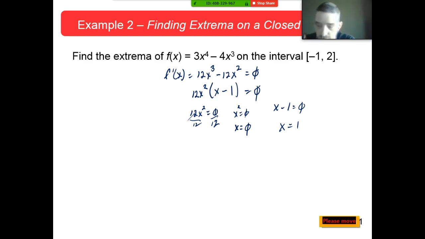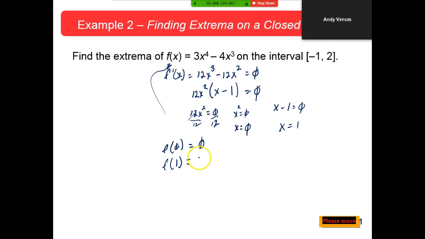So what was the next thing it said to do? Evaluate the function f of x at 0. And I think I can even do that one. What would that be? Now this is f of x, not f prime of x. Anybody? 0. Okay. And how about f at 1? What would that be? -1. Perfect. Now, we have a potential maximum of 0 and a potential minimum of -1.